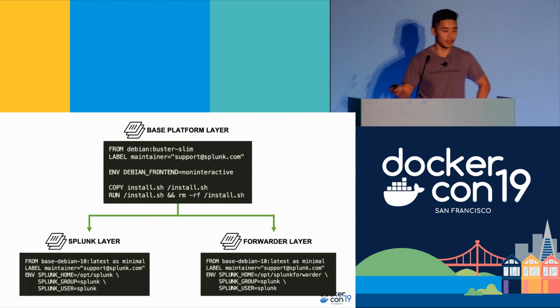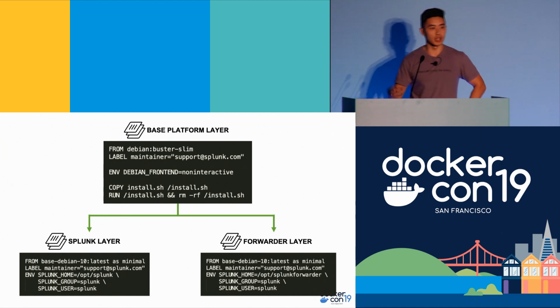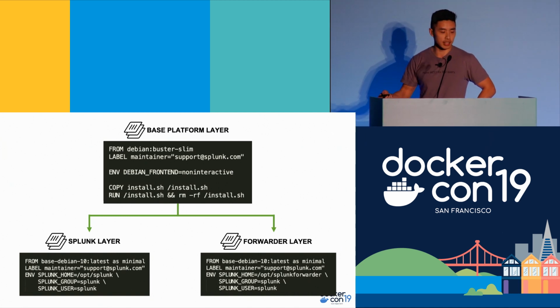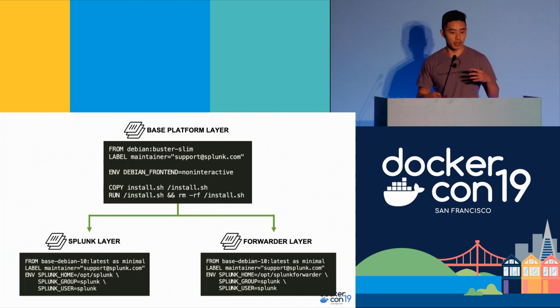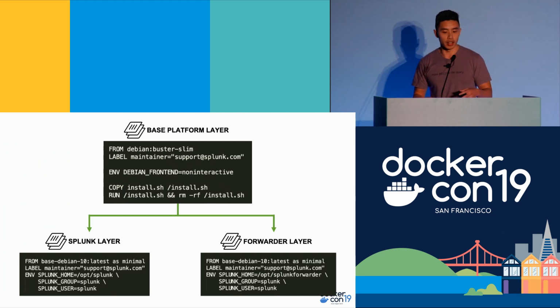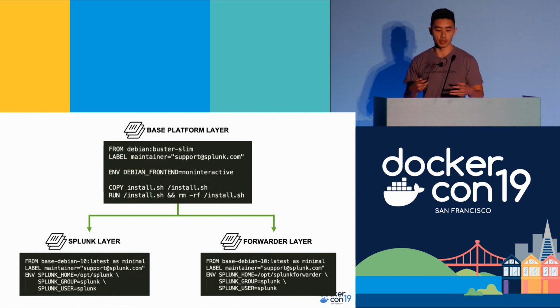Additionally, fun fact, the Splunk forwarder image also supports different chipsets. So we have one for x86-64, as well as one for S390X running on Z-Linux. By having that base platform layer as a separation between those two, it really simplifies our build process, and we can heavily utilize Docker multi-stage builds for this.